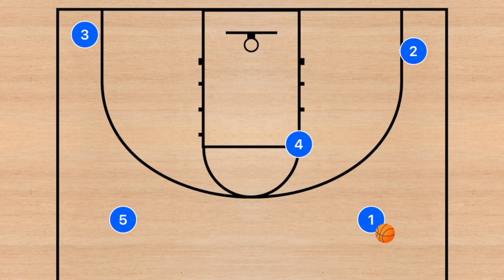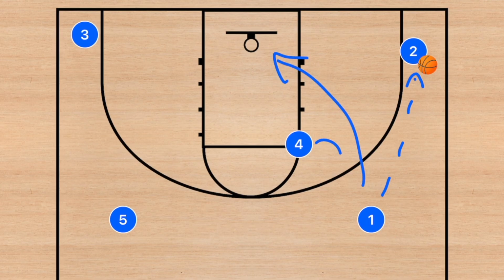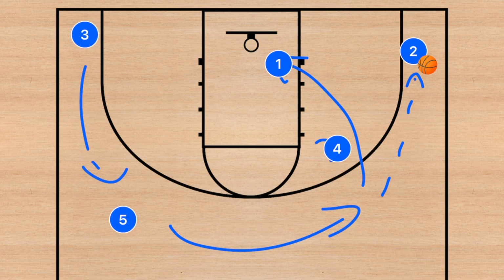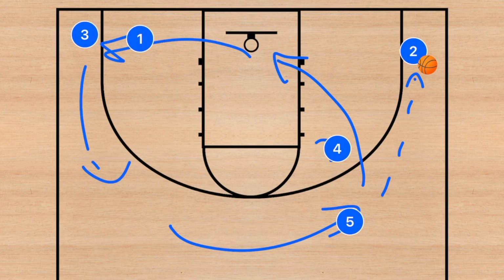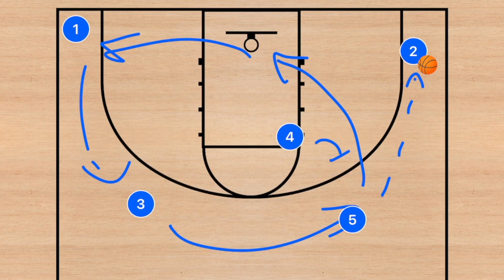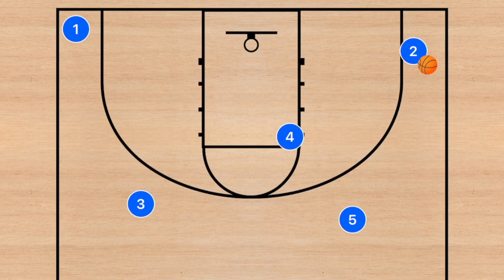If player 1 passes to the corner man, this can happen on either side. When he passes, he cuts. But player 4 could also set the back screen as well. Everyone else fills in. Player 1 fills out, and now player 4 goes back to the high post. It's a very simple offense. There's a lot of things going on.